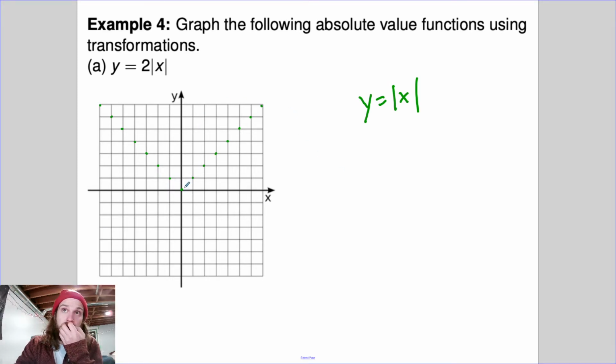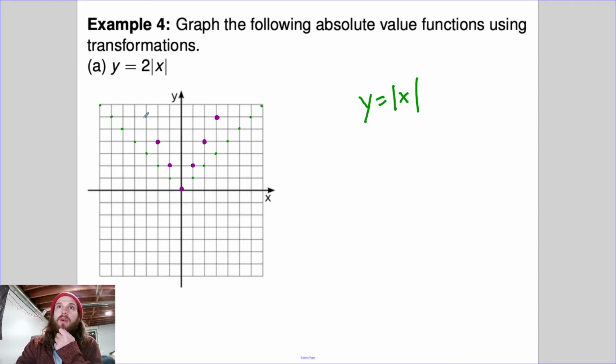What we're doing is we are taking the points and we are doubling the heights. We are doubling the heights. We're stretching it up. So double 0 is 0. Double 1 is 2. Double 2 is 4.